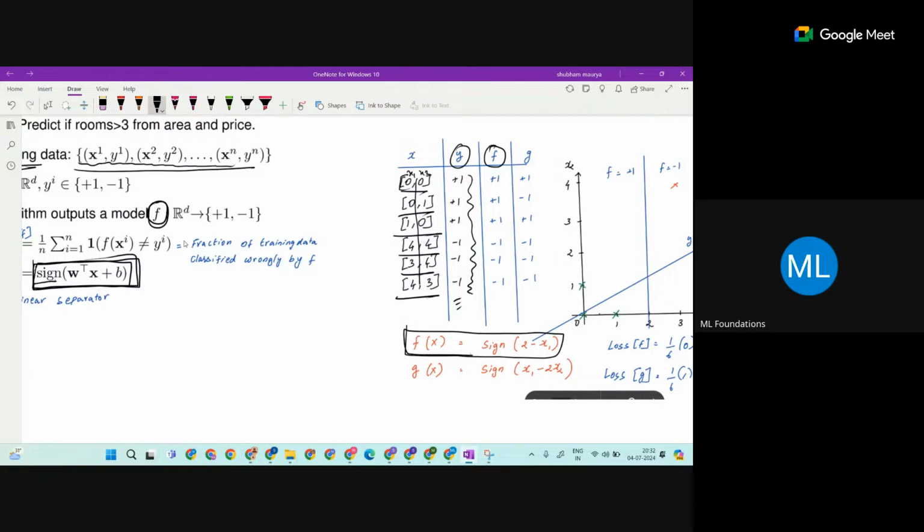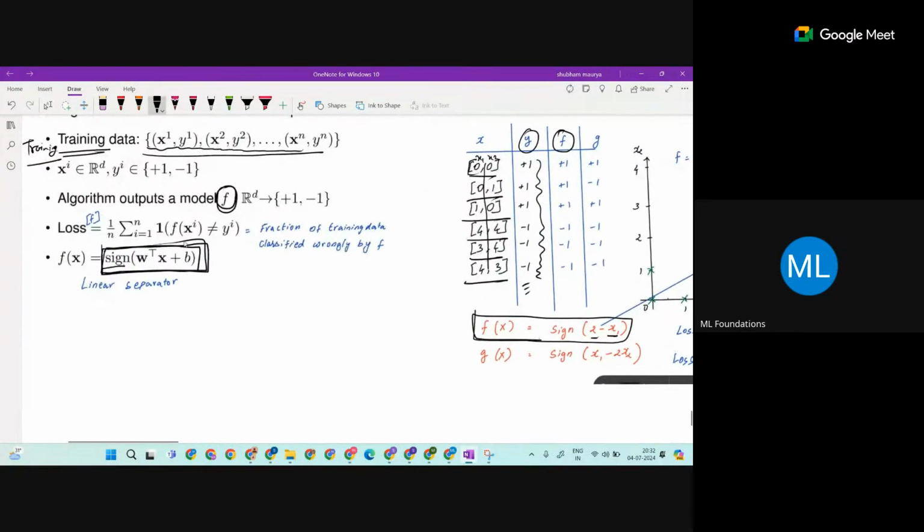Now f(x), we can calculate 2 minus x1 each time, and whatever we get, if it is going to be positive, we'll write +1. If it is going to be negative, then we write -1. So classification here is either the plus group or the minus group. There are two classes. Either this data point is going to fall on the plus side, or it is going to fall in the second group. That's the meaning here.